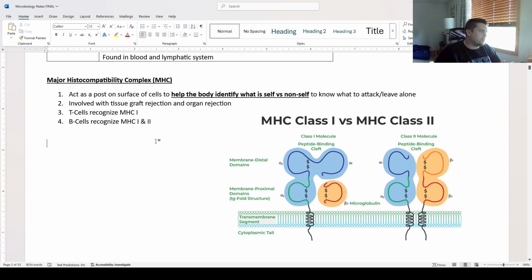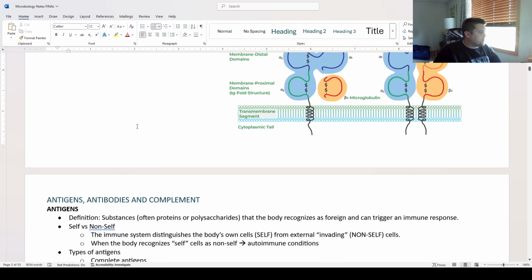There's a lot more that we could get into, but boards is typically going to go more surface level with this kind of stuff and just memorize, what is the specific connection or the specific function of these things.